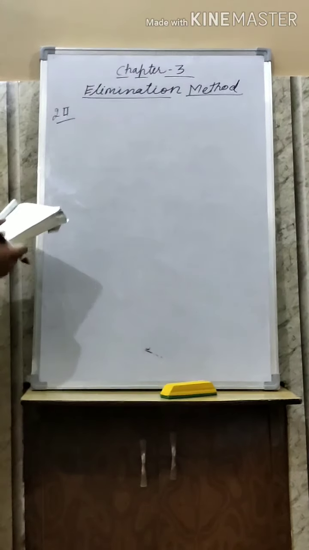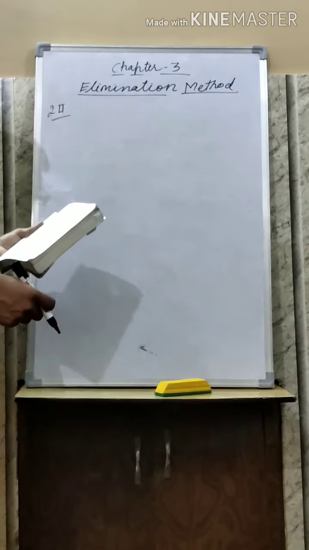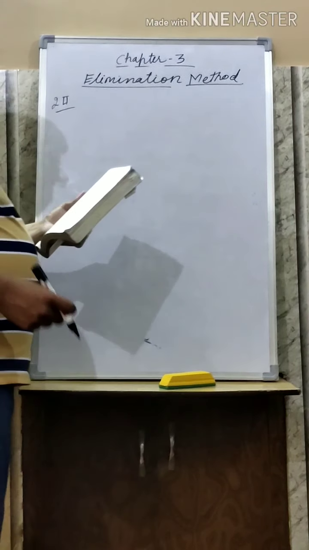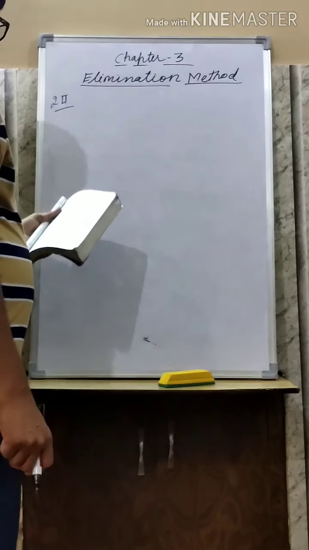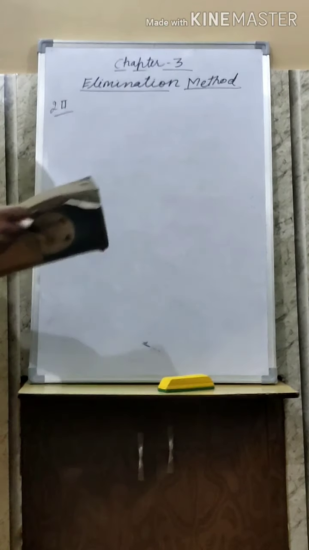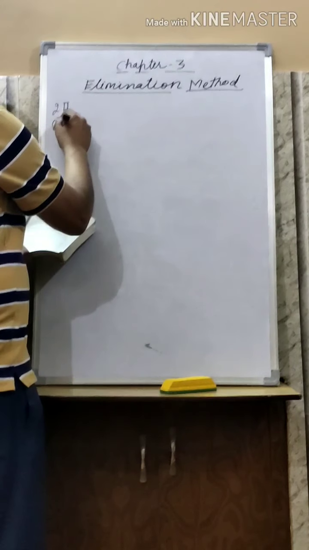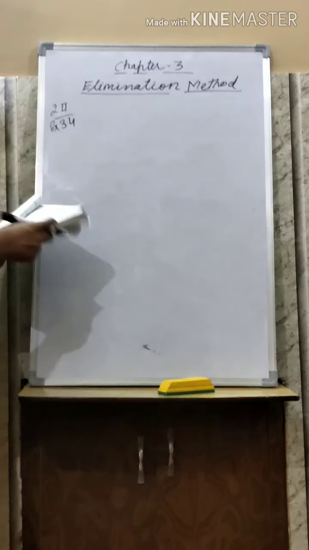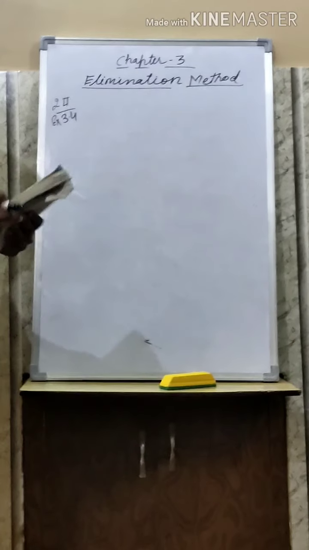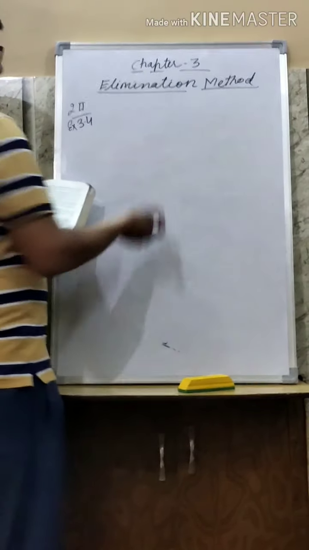You see here, 5 years ago, Nuri was thrice as old as Sonu, and 10 years later, Nuri will be twice as old as Sonu. How old are Nuri and Sonu? This is the second question, second part, of exercise 3.4. So how old are Nuri and Sonu?